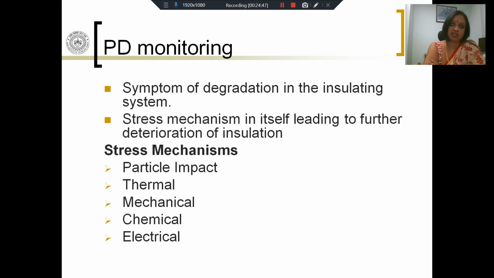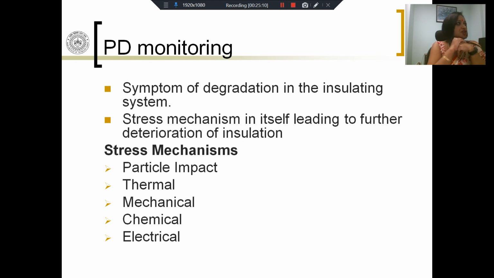And in condition monitoring, PD monitoring is an important aspect. We will discuss this in greater detail later when we talk about other non-destructive techniques. But right now, when we discuss PD, we are going to talk about PD monitoring. That is, how do we use partial discharges to monitor the health of an insulation system? There are two very important aspects to PD monitoring.